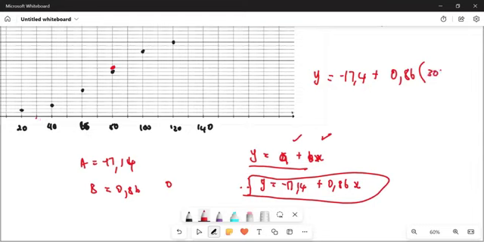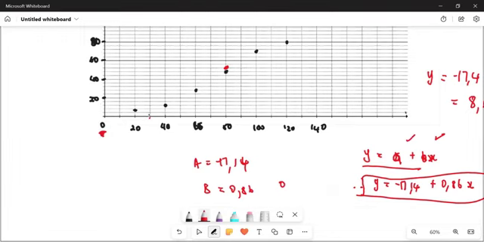When x is 30, what is going to be y? You type this in your calculator. What is y? It's 8.66. So when x is 30, you have 8.66. This is 4, this is 8, so 8.66 is going to be somewhere here. From there onwards, you connect these two dots, the red one, and this is going to be the line of best fit.